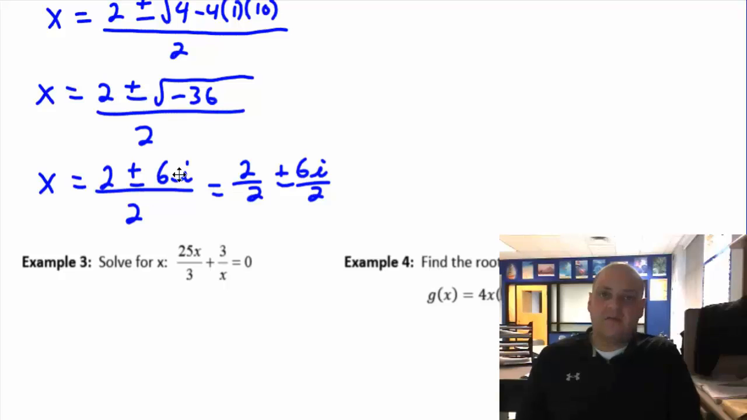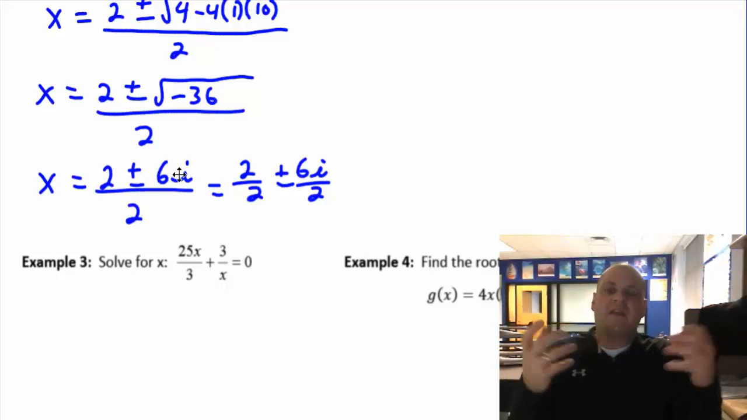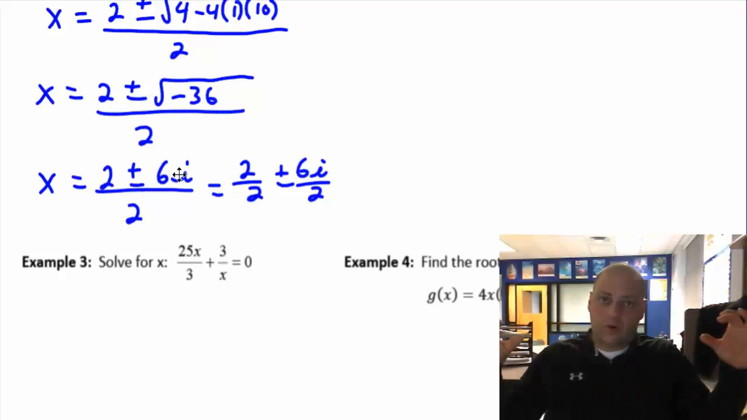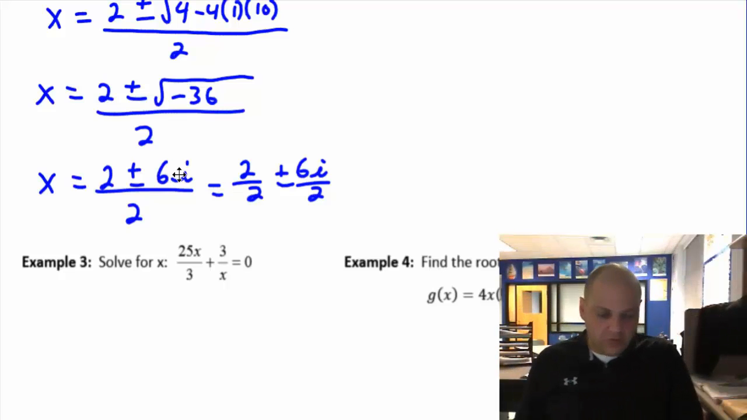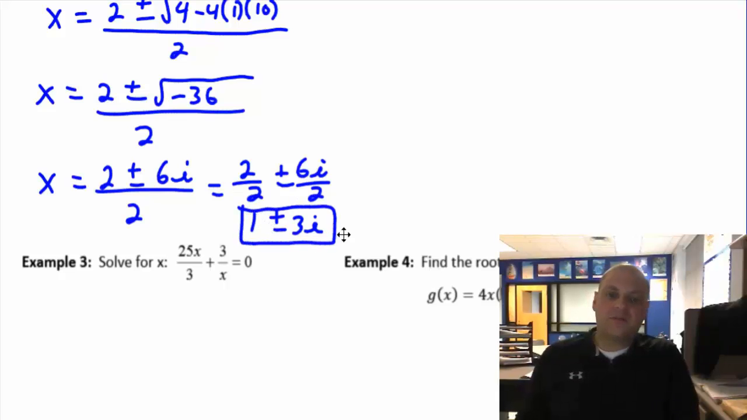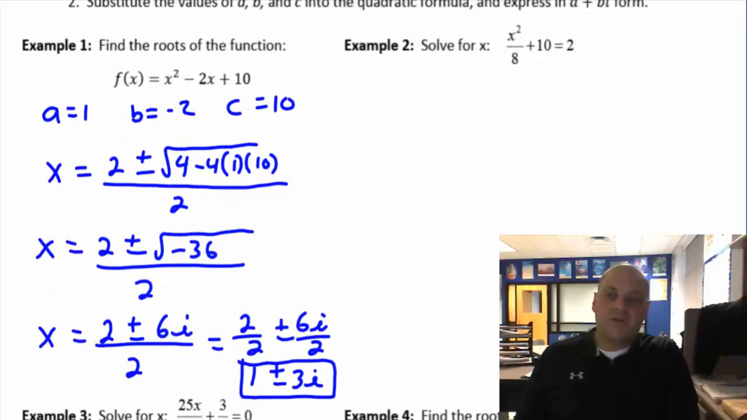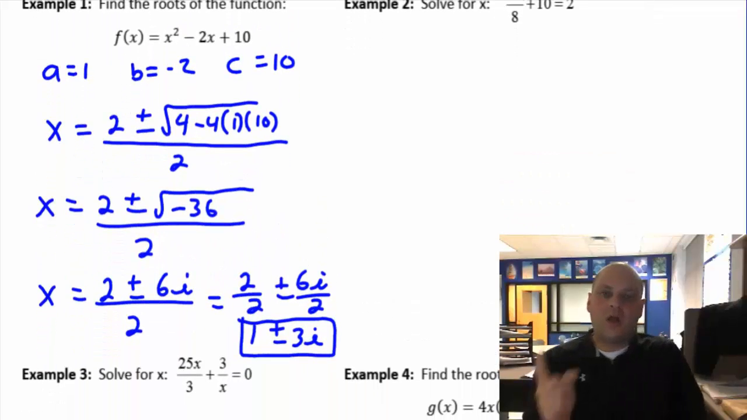You could separate that just like addition. It's kind of like having a common denominator but going backwards, splitting up into two different fractions. And of course 2 over 2 is 1, and 6 over 2 is 3. So 1 plus minus 3i. So we have two roots: 1 plus 3i, 1 minus 3i.